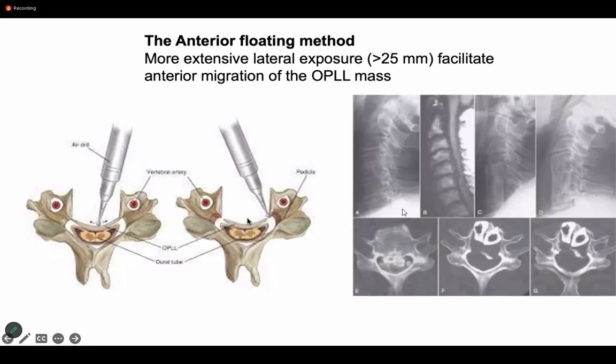It doesn't mean we don't remove the mass of OPLL. We just thin it, and after that the mass is floating like a boat in the water. So it's named the floating method.